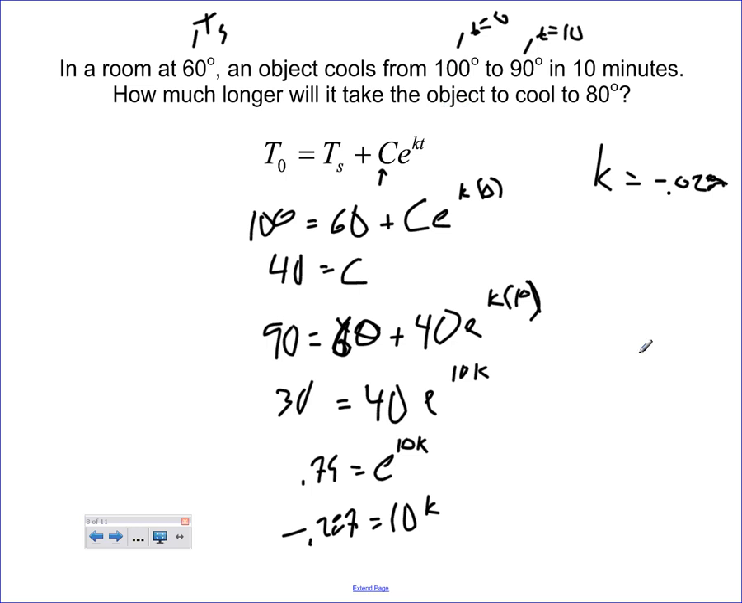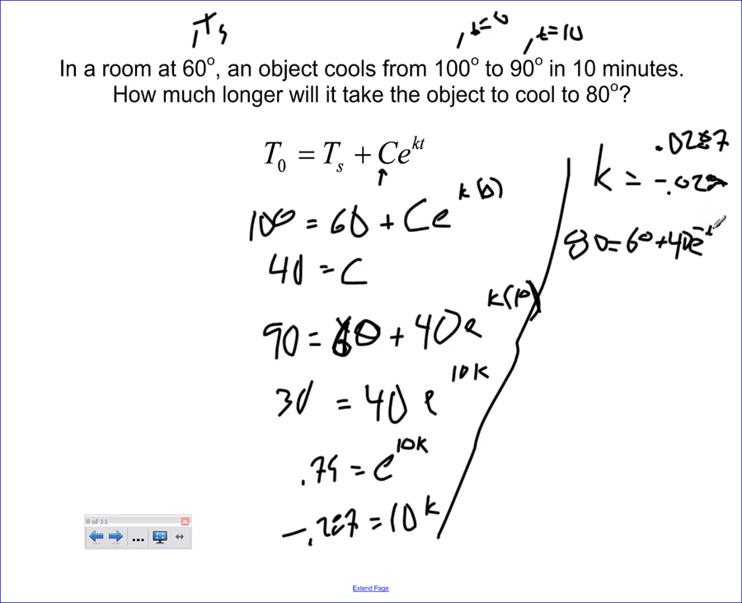Now I just need to solve for time. Scooch a little bit over this way. We'll squeeze it in here. Too close. Let's try to back away a little bit. So now we know that the temperature of the object is 80 degrees, and that's equal to 60 plus 40 e to the negative 0.0287 t. You'll have to believe me that that's what that says.